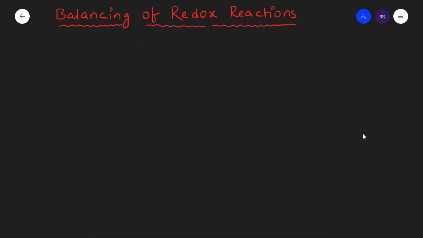In this video, we are going to discuss how to balance a redox reaction. Balancing of redox reactions. Before going to this topic, we should know some basic terms and rules. Any equation that has to be balanced may be given in the form of an ionic equation as well as a formula unit equation. So, one should know how to convert a formula unit equation to an ionic equation and vice versa. Let me explain how to convert a formula unit equation to an ionic equation.